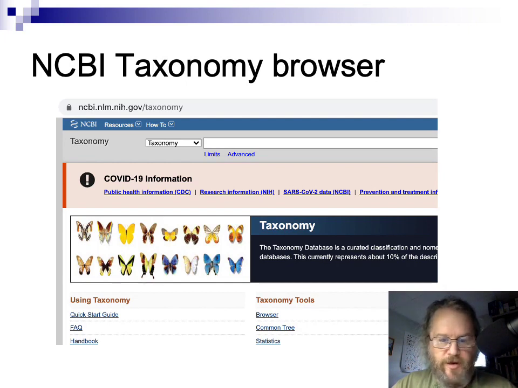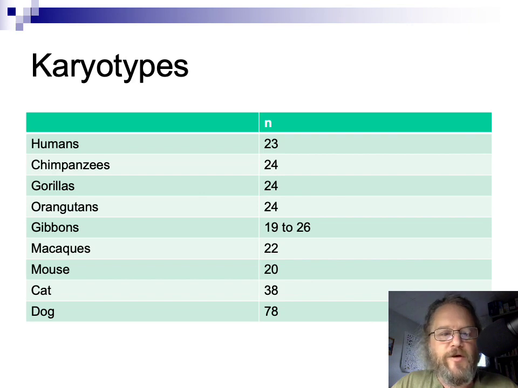So if you're interested in dogs, you would just type in dogs and click search, and up would pop various information about it. One of the things I just did for fun was to go ahead and do karyotypes for the different organisms. So there's 38 and 78. That's not the haploid, that's the diploid.